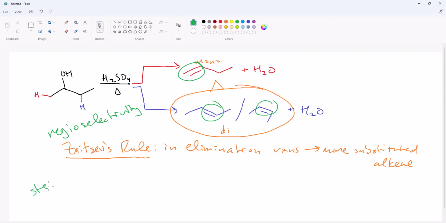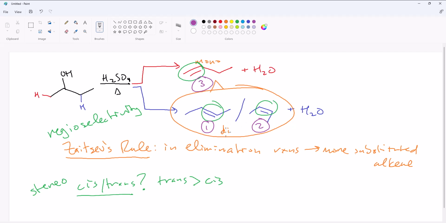We also have stereoselectivity, so which one are we going to favor, cis or trans? And if we remember from the previous video, trans alkenes are going to be more stable than cis alkenes. So what we see is that this trans internal alkene is going to be formed primarily. It's going to be the major product, followed by the cis internal alkene, followed by the mono alkene.